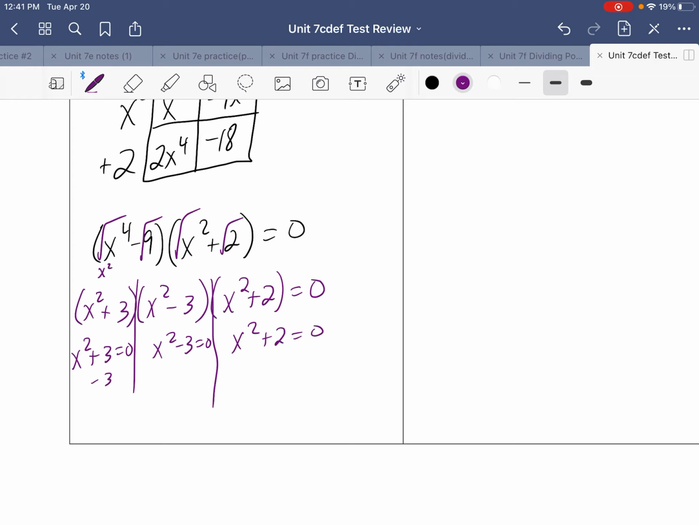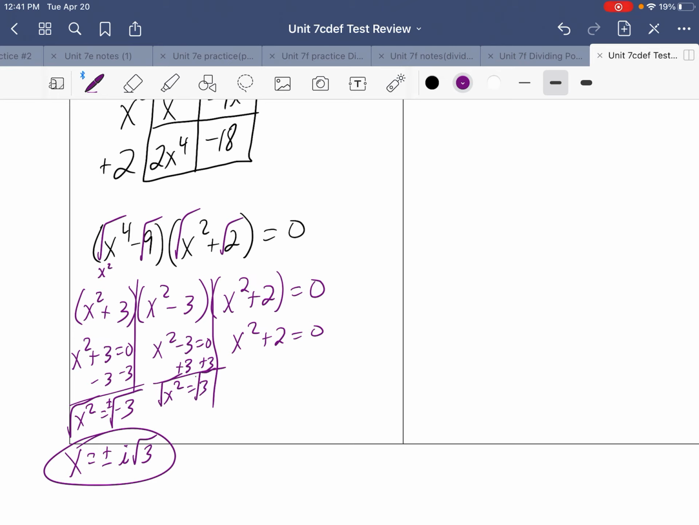So subtract 3. Square root. Don't forget, when you square root, you have a positive and negative answer. Square root of negative 3 is i square root of 3. Next one, you have plus 3. Square root. Don't forget, when you square root, you have a plus minus.